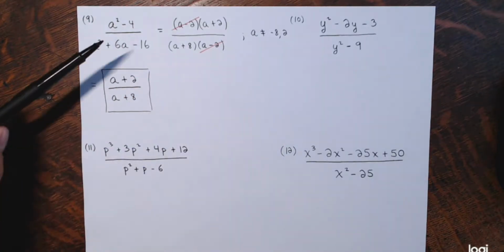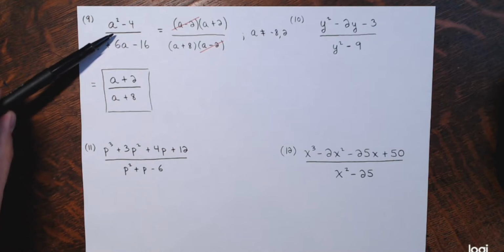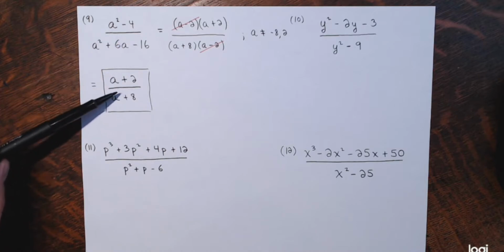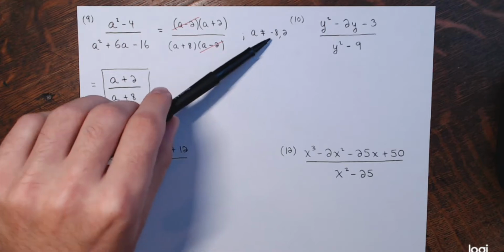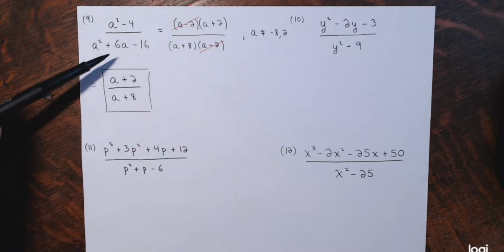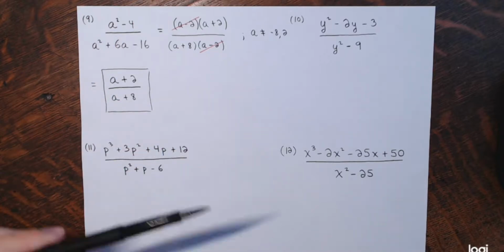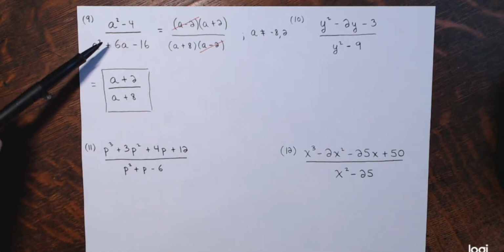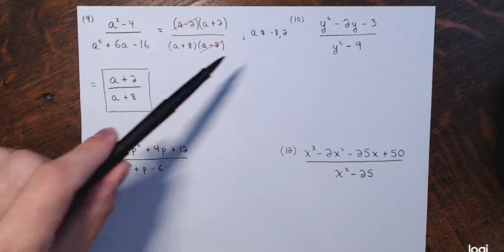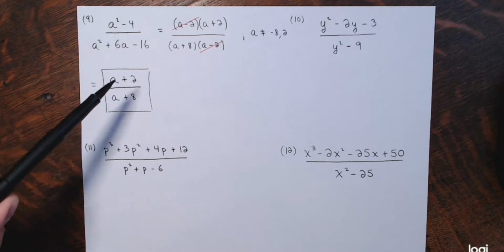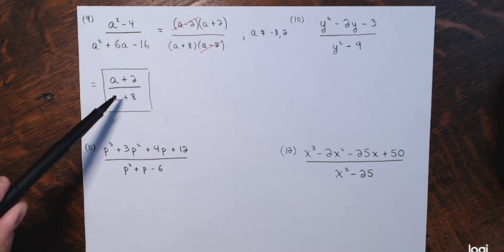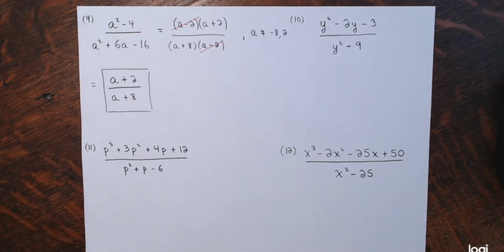Again, the value of the original fraction is going to be the same as the value of the new fraction, the simplified fraction, for any value of a, except -8 or 2. So go ahead and try it. Replace a with any number you wish, as long as it's not -8 or 2, and the value of the original fraction will be the same as the value of what we got here, a plus 2 divided by a plus 8.